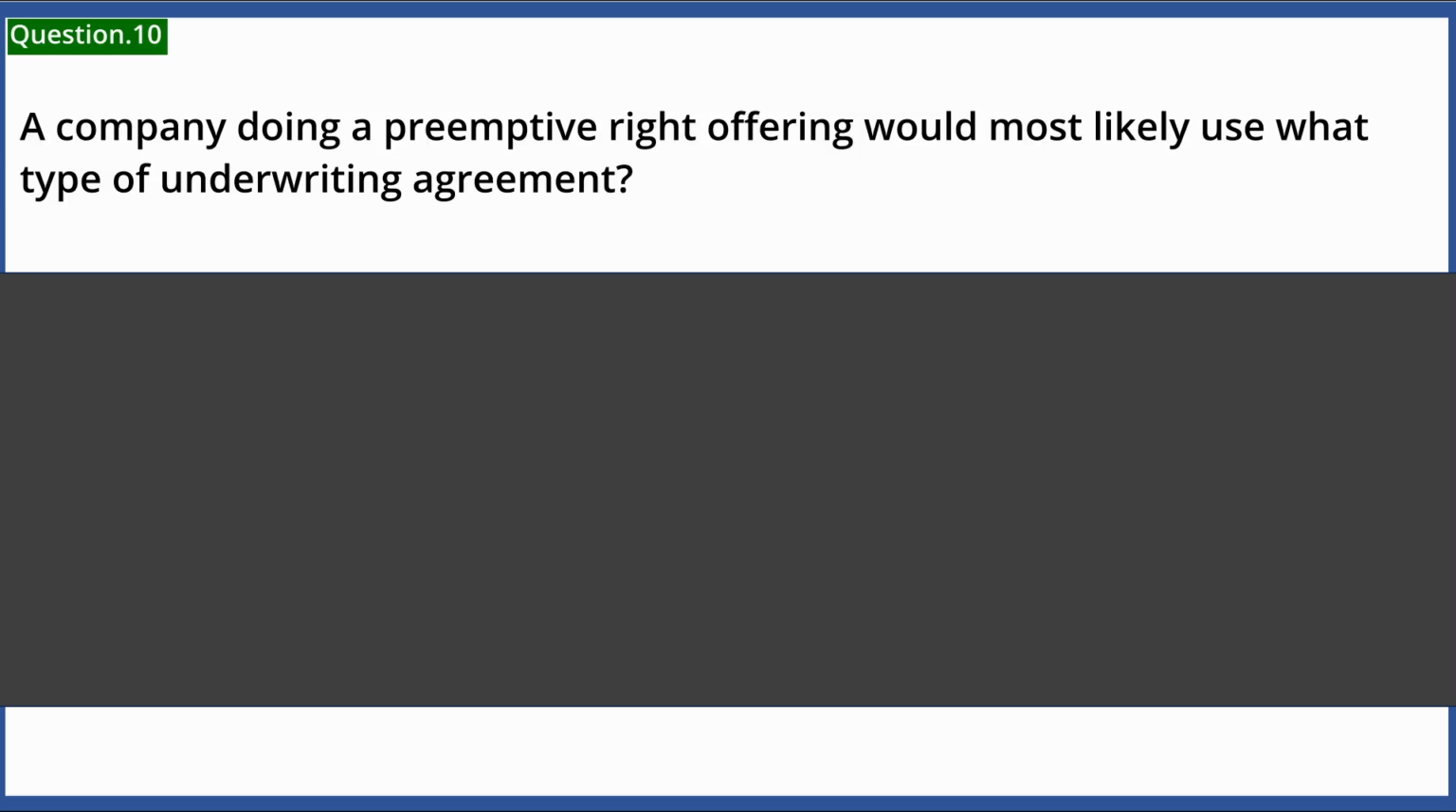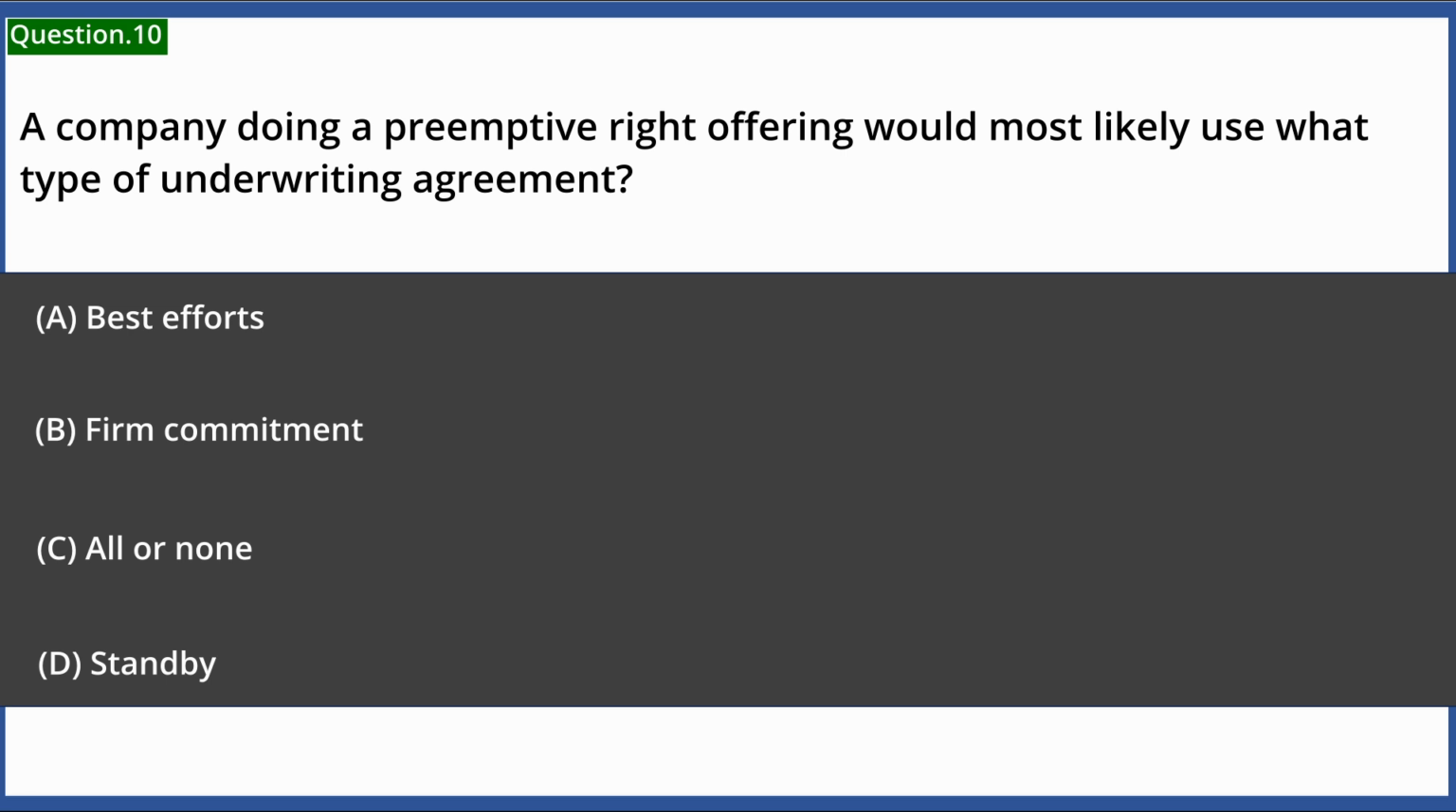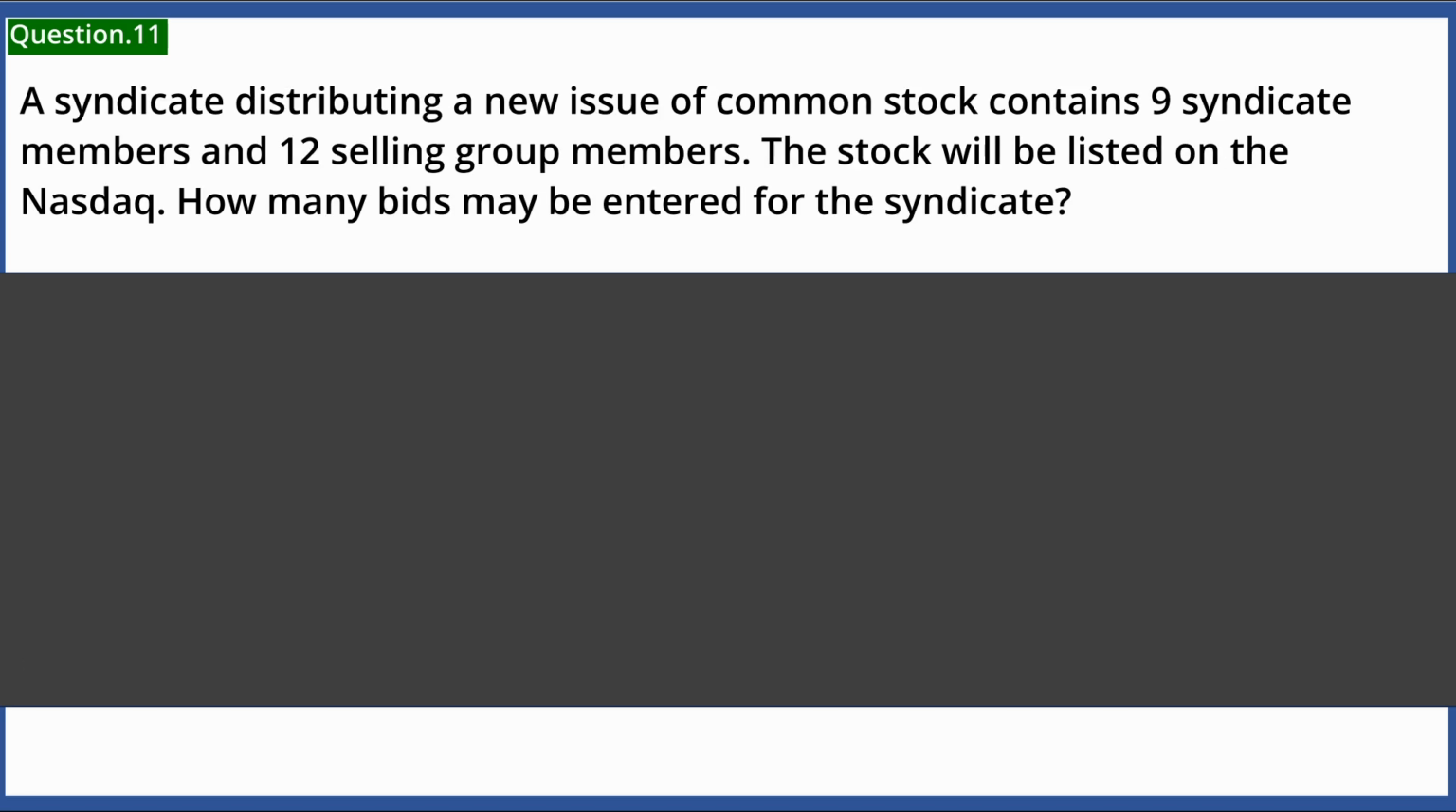A company doing a preemptive right offering would most likely use what type of underwriting agreement? A. Best efforts. B. Firm commitment. C. All or none. D. Standby. Answer: D. Standby.